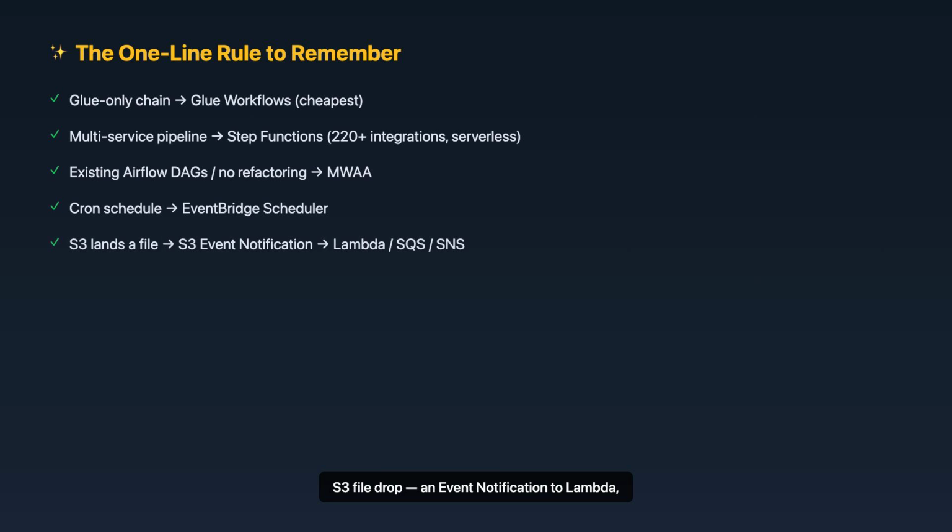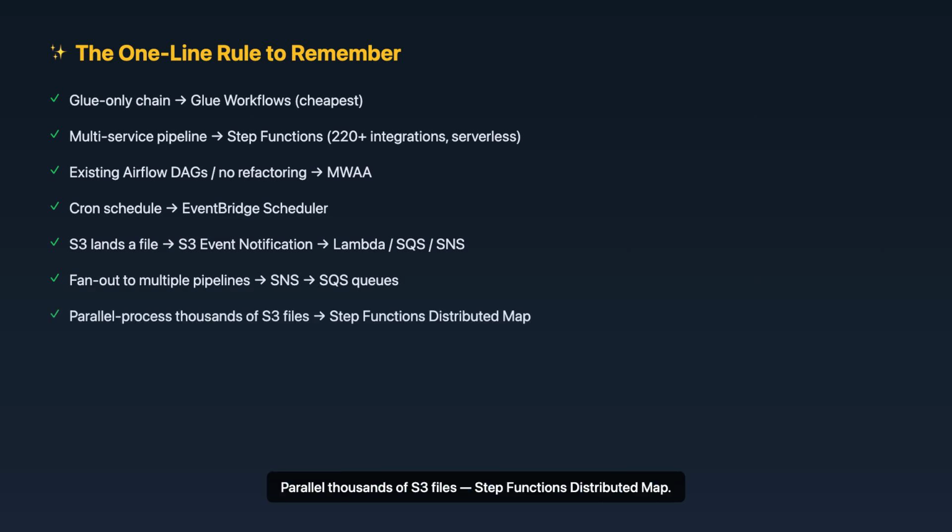S3 file drop, an event notification to Lambda, SQS, or SNS. Fan-out, SNS into multiple SQS queues. Parallel thousands of S3 files, Step Functions distributed map. Burn these 7 rules in, and orchestration questions become free points.